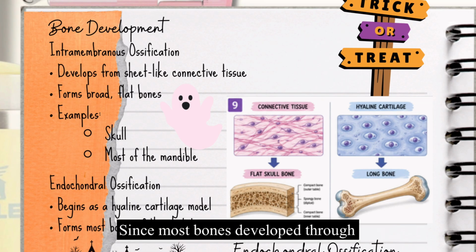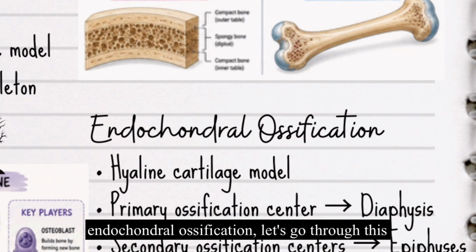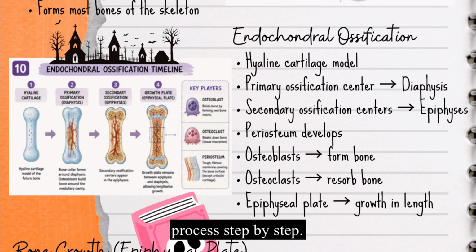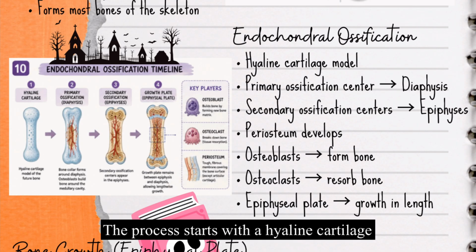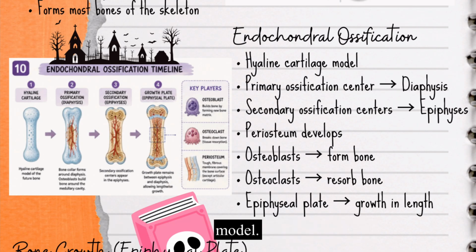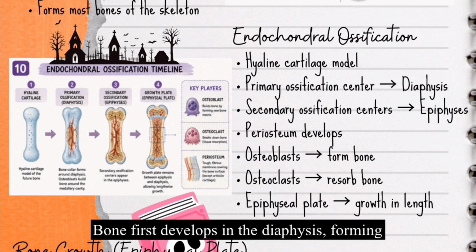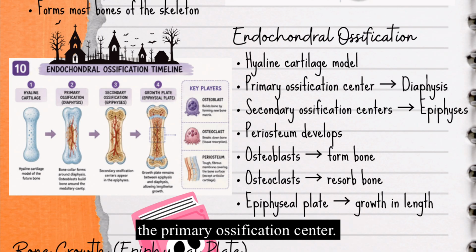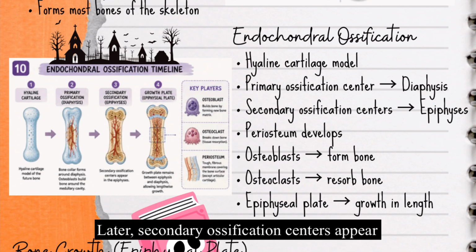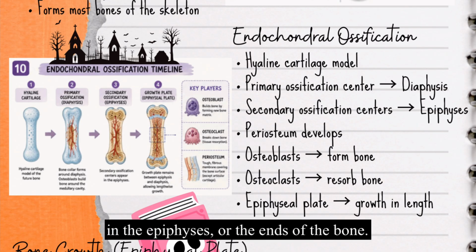Since most bones develop through endochondral ossification, let's go through this process step by step. The process starts with a hyaline cartilage model. Bone first develops in the diaphysis, forming the primary ossification center. Later, secondary ossification centers appear in the epiphysis, or the ends of the bone.